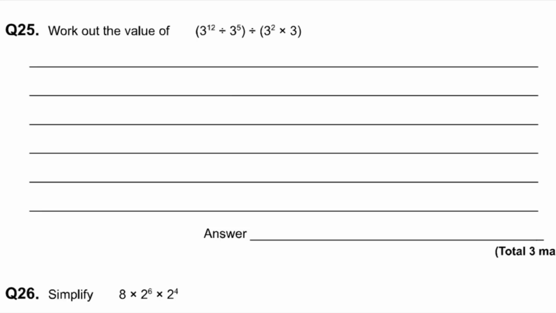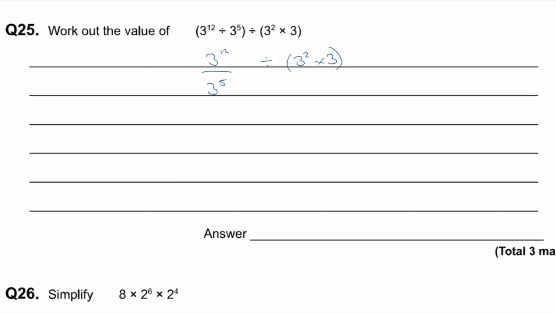Question 25, work out the value of 3 to the 12 divided by 3 to the 5 divided by 3 squared times 3. Ooh, this is not very nice. I think I might write this first bit as a quotient. So that's 3 to the 12 divided by 3 to the 5. And then I want to divide it by 3 squared times 3.